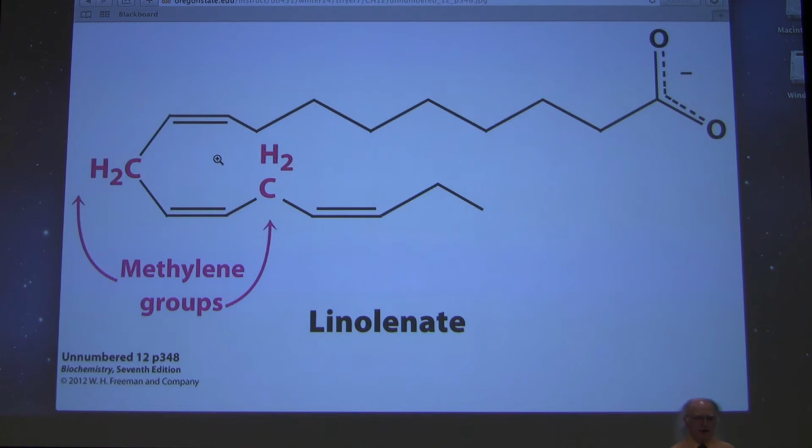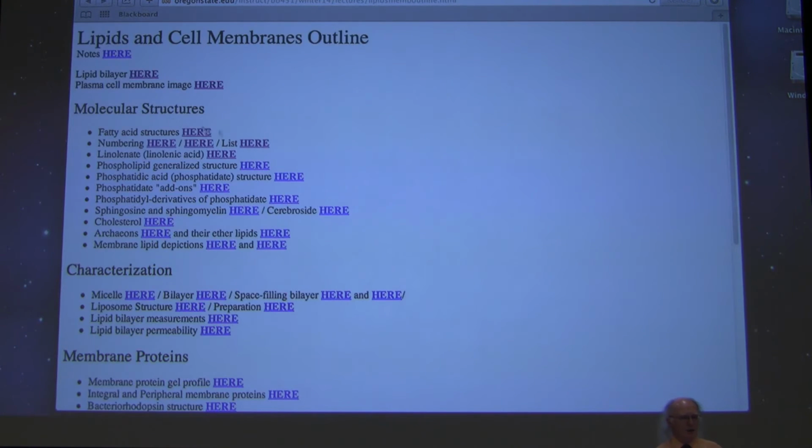There's linolenic acid. You can see the 2 double bonds. There's carbon 1, 2, 3. It's an omega-3 fatty acid. And that's what it looks like.